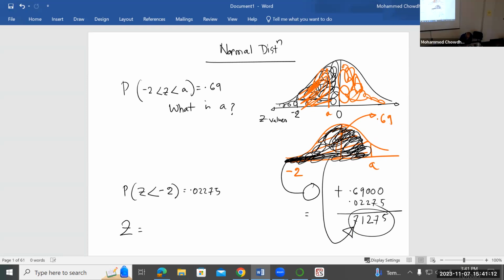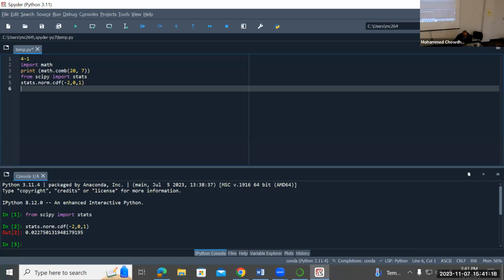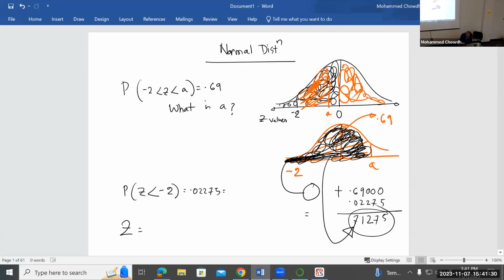Let me write this code in here so that you would not have a problem. That is stats.norm.cdf. By using Python, it is stats.norm.cdf, then -2, 0, 1. That's the way you found that. This is the Python code.